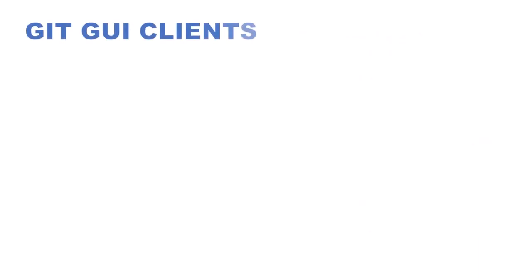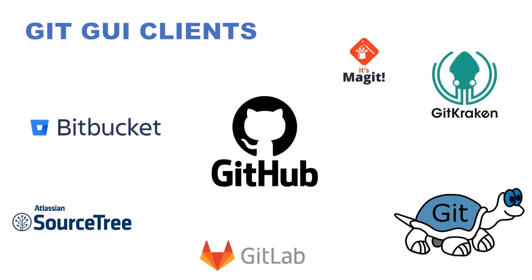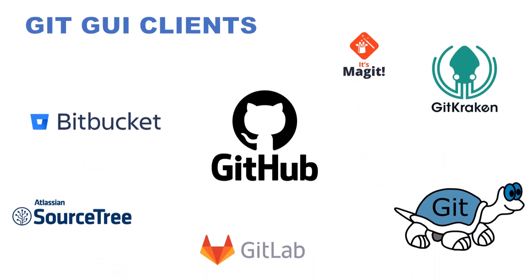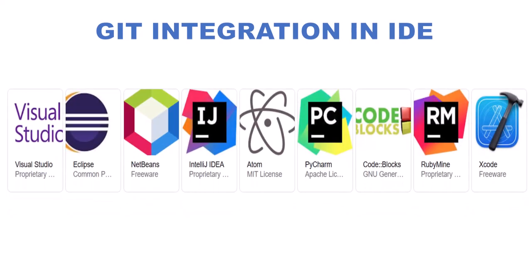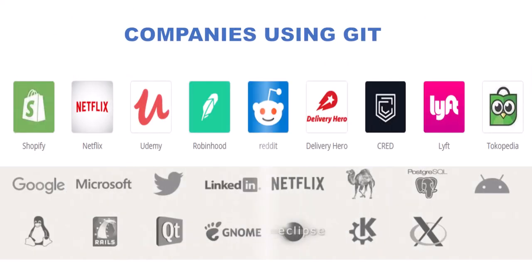These are some of the clients we can use to manage our projects in Git. The most famous being the Github. Git can be integrated and enabled with most of the IDEs. An exhaustive list of tech firms use Git for source code management.